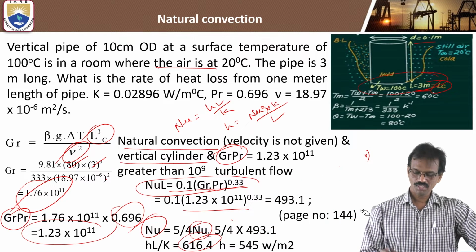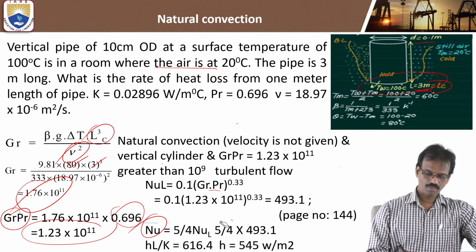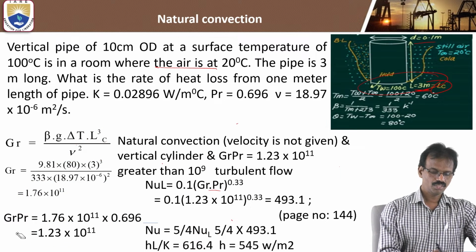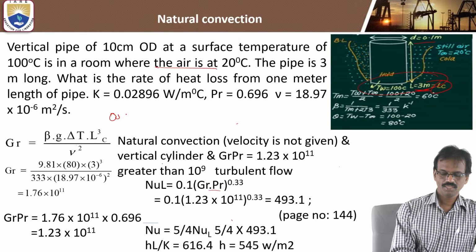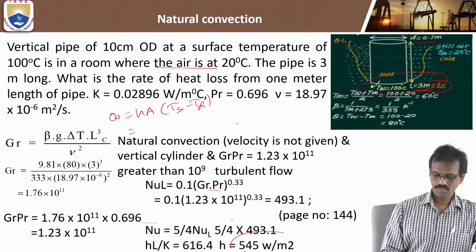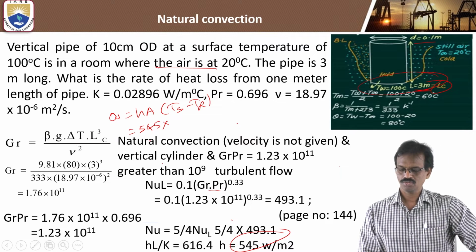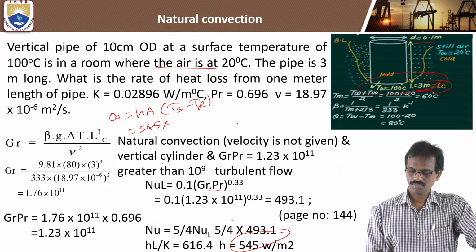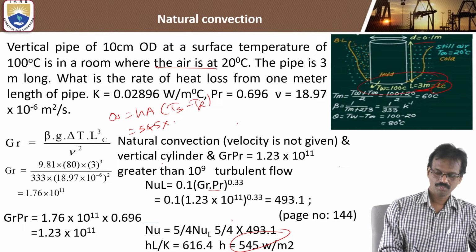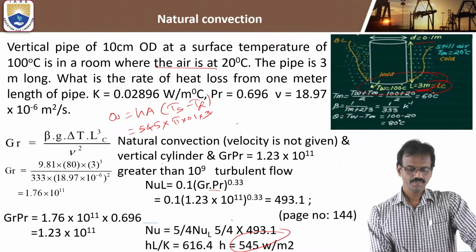If you know the H value, then you can find out the rate of heat transfer Q. What is the formula for the rate of heat transfer? The rate of heat transfer Q is equal to HA into Ts minus T infinity. H is equal to 545 into area. Area is the outer surface area, pi d into L. So pi d, d is equal to 0.1, L is equal to 3 meters. So pi d into L.